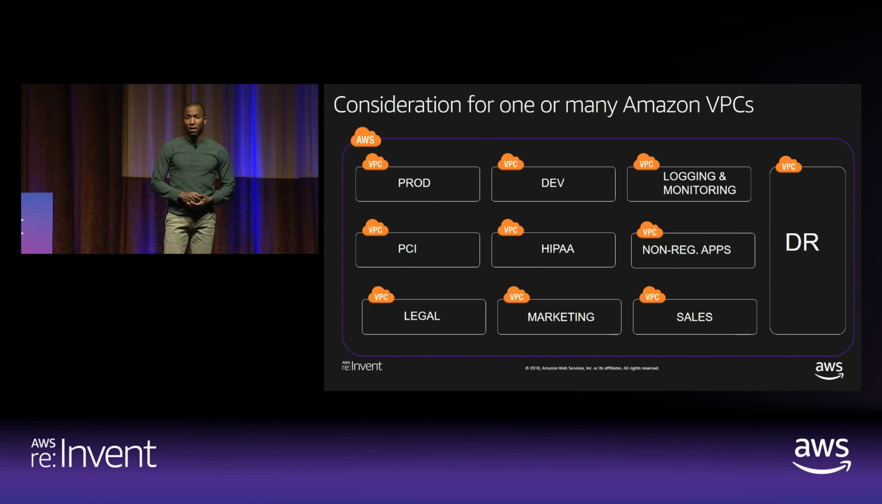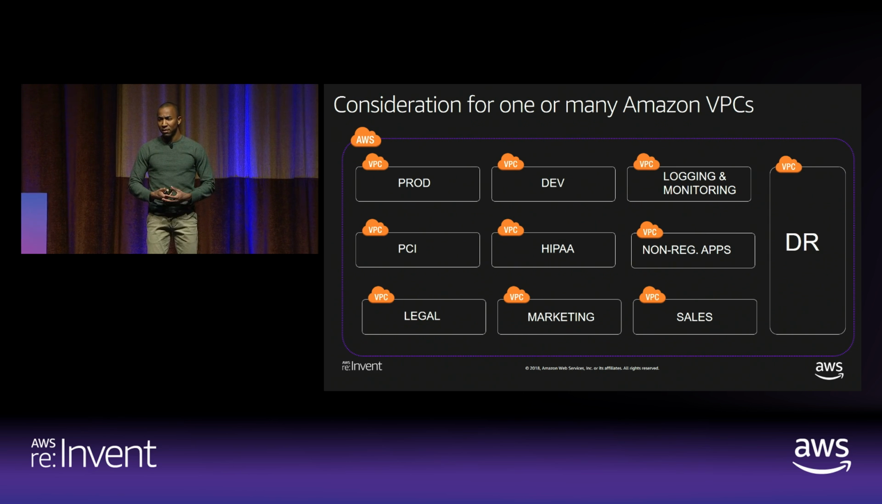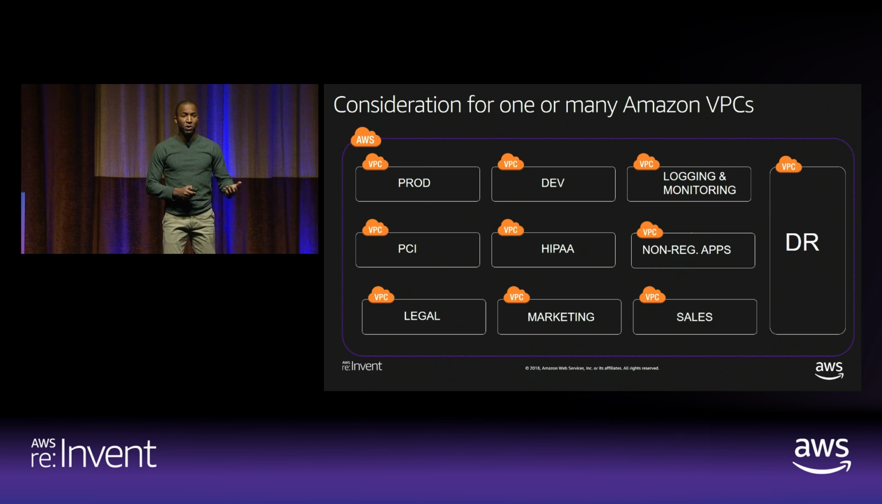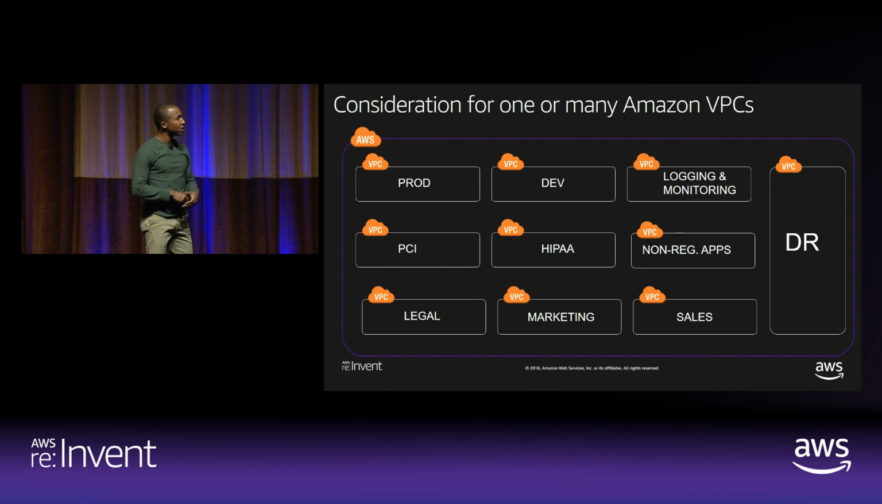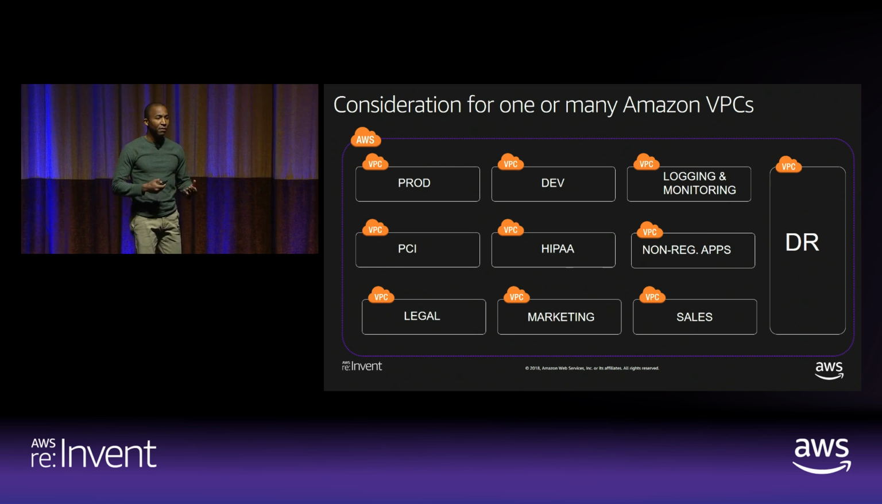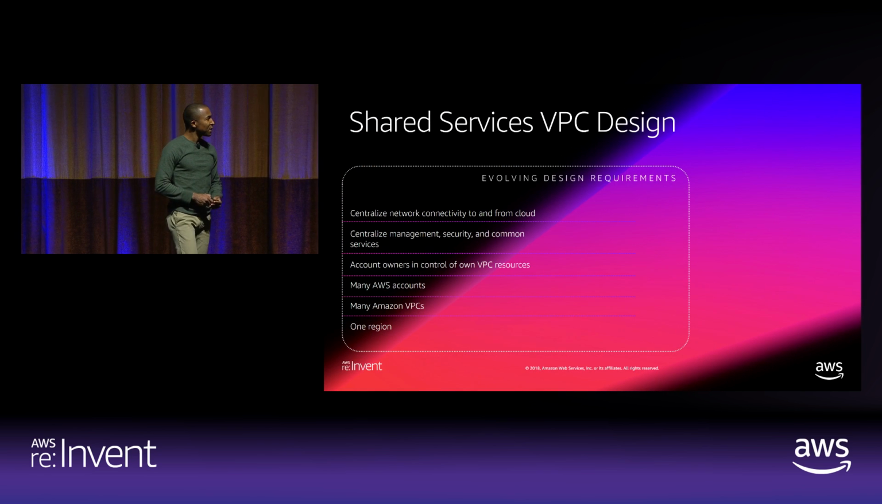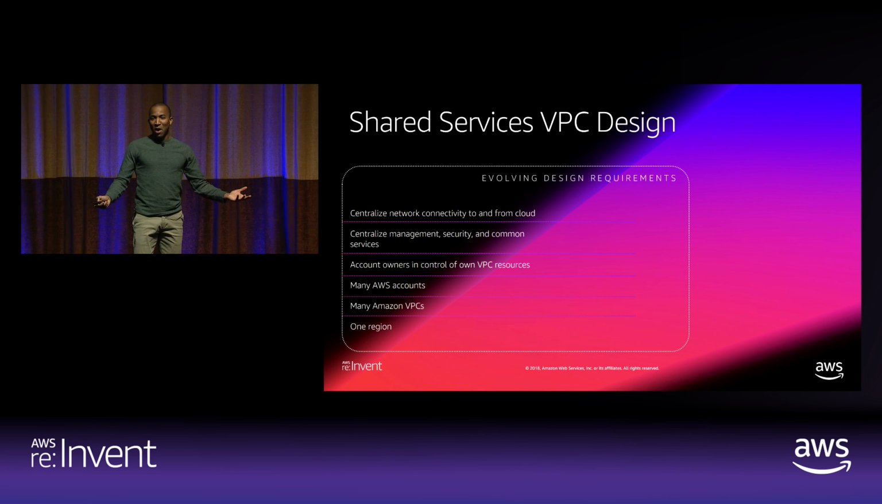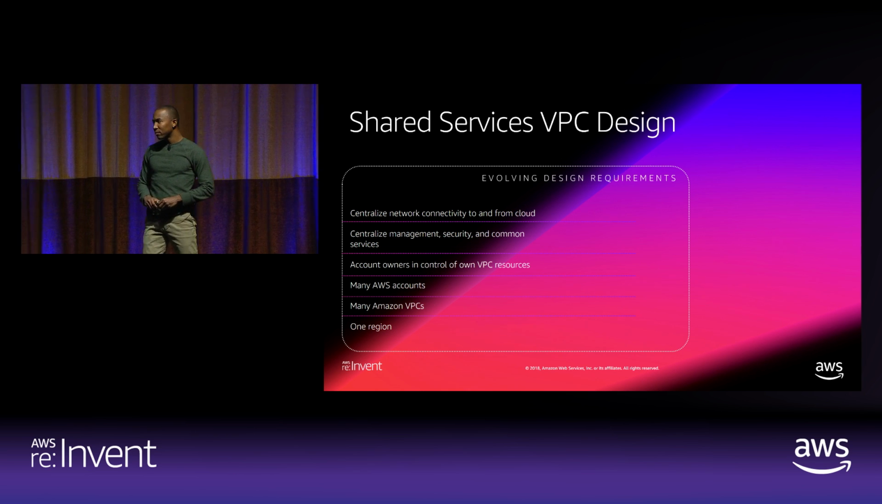You also don't want your DR facility or your DR environment to be in the same VPC or account as your production environment. So these decisions drive isolation at the account level and at the VPC level. So now I have all these VPCs. What does AWS actually recommend?